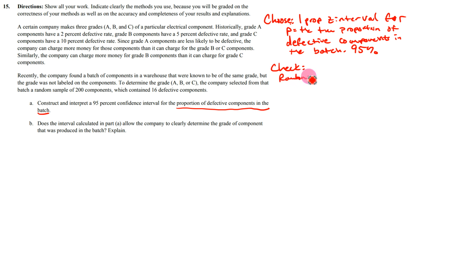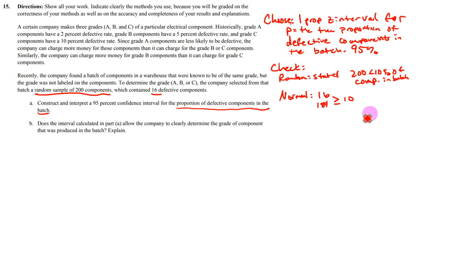Random is stated in the problem. Where does it say here? Random sample of 200 components. Here's one of those ones where they don't do it to us. We're going to assume 200 is less than 10% of components in the batch. And then normal, we should have done this right from the beginning, shouldn't we? They found 16 defective. So 16 and then 200 minus 16 is 184, are both greater than or equal to 10. So it's normal.